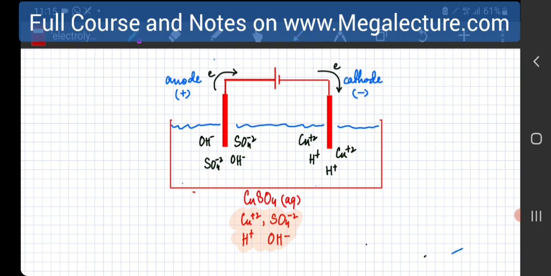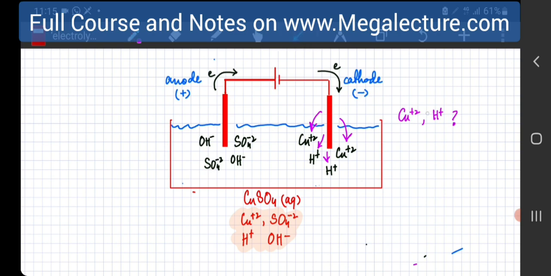Now you can clearly see that the electrons are coming in at the cathode and they're going to go to these ions. So who's going to gain those electrons? Those electrons can be gained by copper +2, or they can also be gained by H+. So the battery is sending electrons and someone over here is going to gain those electrons. But now we've got a different issue. The issue is that you've got two options. It's either copper +2, or H+. So who's going to get reduced? Who's going to gain electrons?